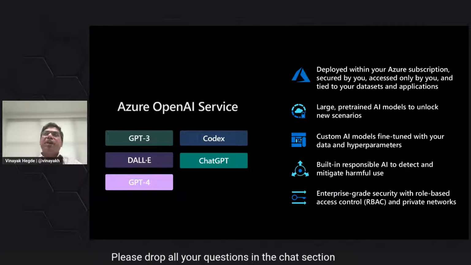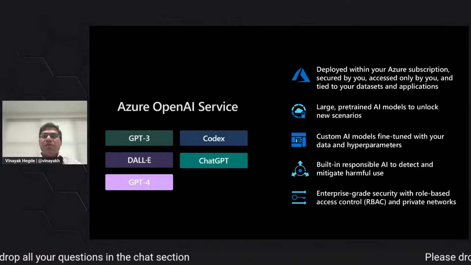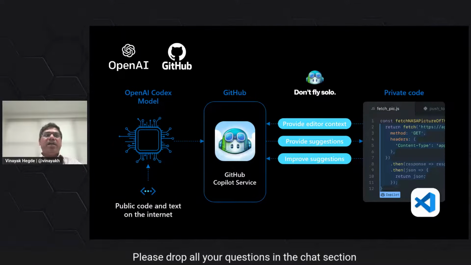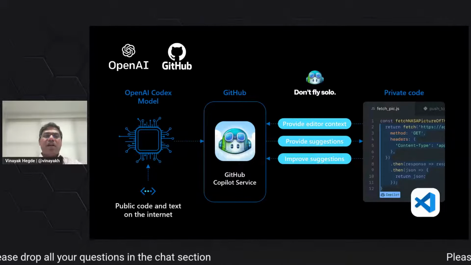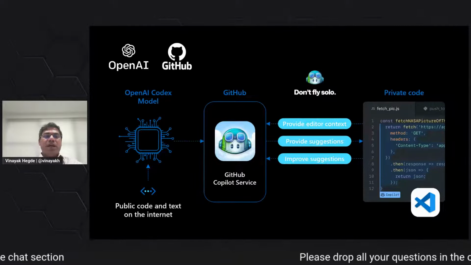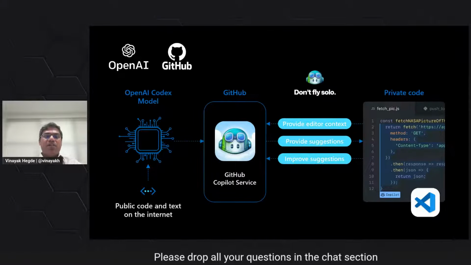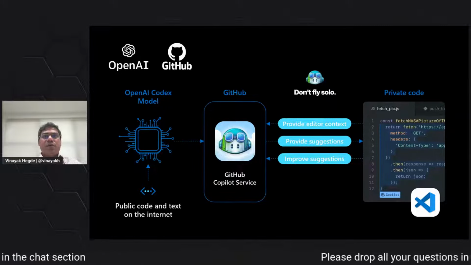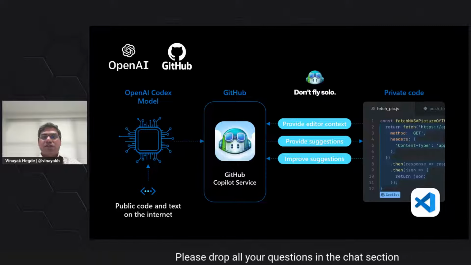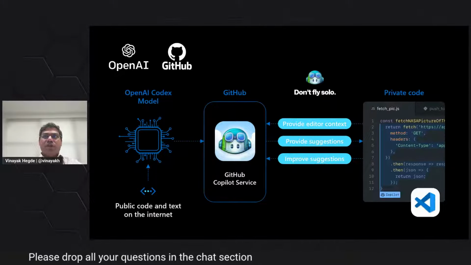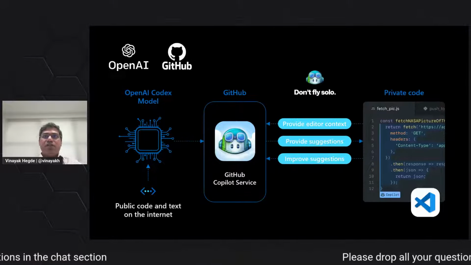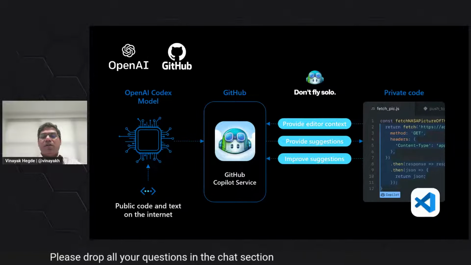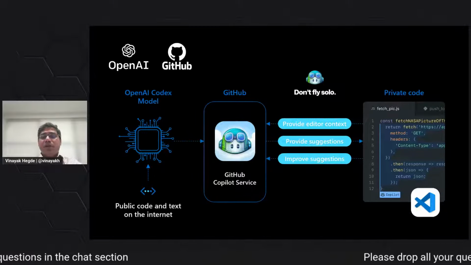Let's look at a very specific example. We talked about this in a generic way, but this is how OpenAI is used along with GitHub. Many of you might have used GitHub Copilot. At the left you have the OpenAI Codex model, which has used public code and text on the internet to train, and then you have the GitHub Copilot service. The private code provides editor context, and GitHub provides suggestions, and then you reject or ask to refine the suggestion, and this continues until you get the code that you want, and then you can compile it, change it, edit it. So you're always in control. But it acts as a co-pilot or a friend to be able to code faster, right?